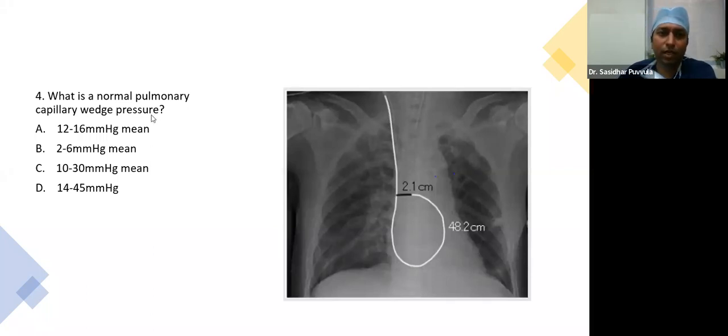So the normal pulmonary capillary wedge pressure is A. That's correct. That's 12 to 16 millimeters of mercury, and pulmonary capillary wedge pressure of more than 18 millimeters of mercury usually indicates that there is some cardiac failure or LV dysfunction leading to cardiogenic pulmonary edema. Answer is A, 12 to 16 millimeters of mercury.